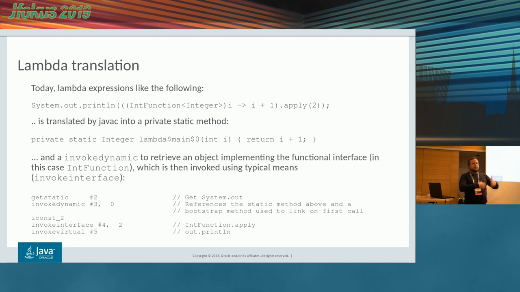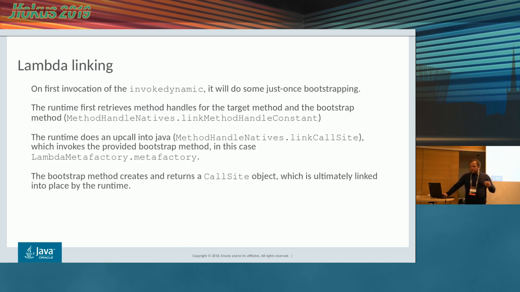getting the bootstrap method to generate something that implements whichever interface you're calling. That translation can give you a singleton in the case that you're non-capturing, and if you're capturing, every time you do the invoke dynamic, you'll get a new instance that captures some state.